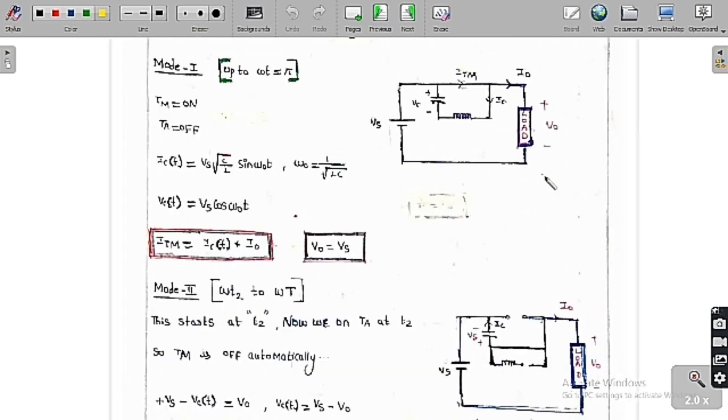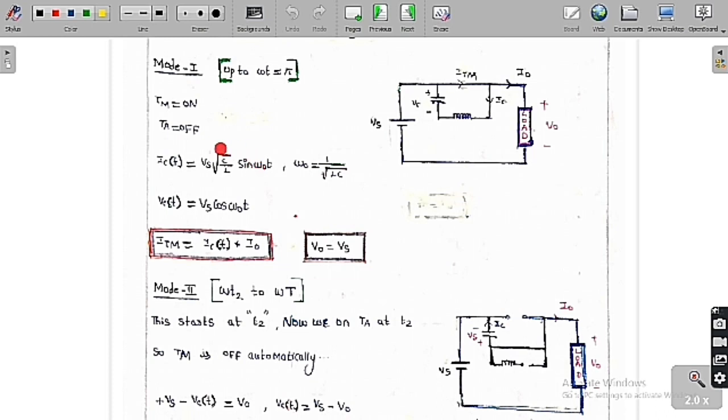Here we are going to discuss the mode 1 operation. Mode 1 means up to omega t equal to pi. Now the main thyristor is already on, so the auxiliary thyristor is off. In this case, we are not turning on the auxiliary thyristor.